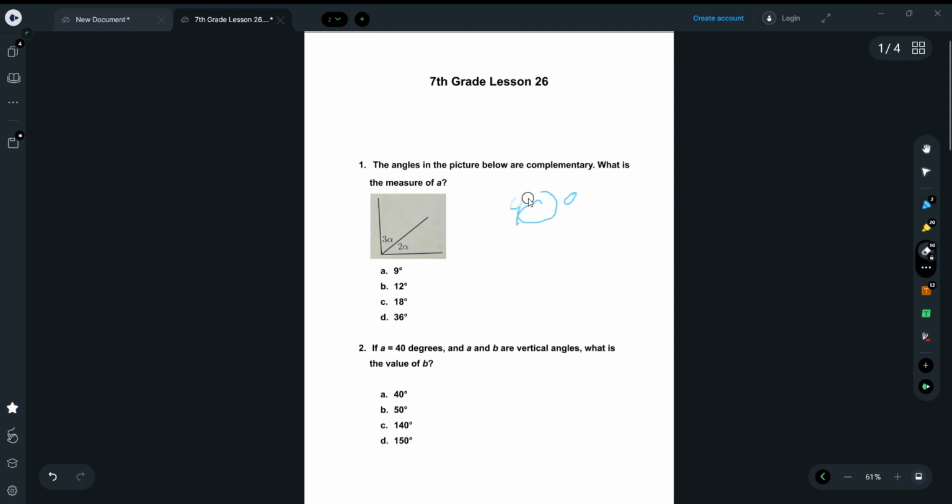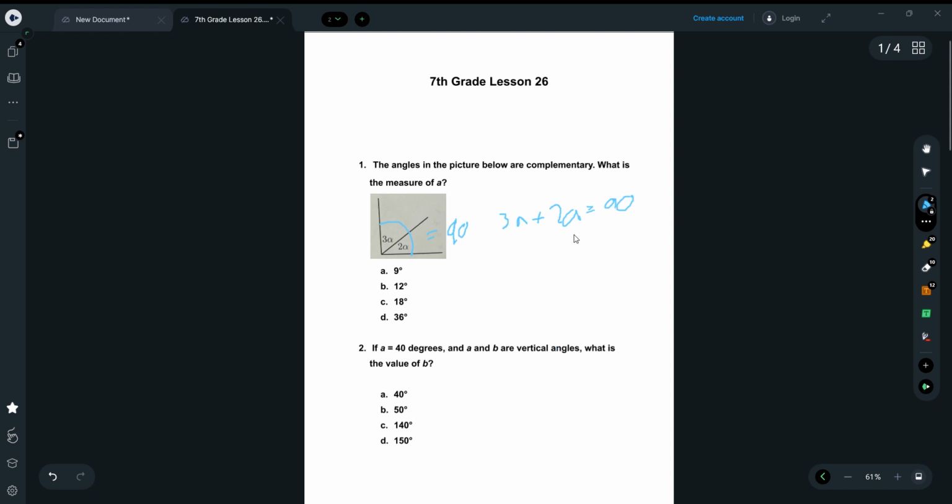So if you see here, it is 3A and 2A. Since we want both angles to be complementary, meaning this whole entire angle right here is equal to 90, another way to put it is 3A plus 2A is equal to 90.